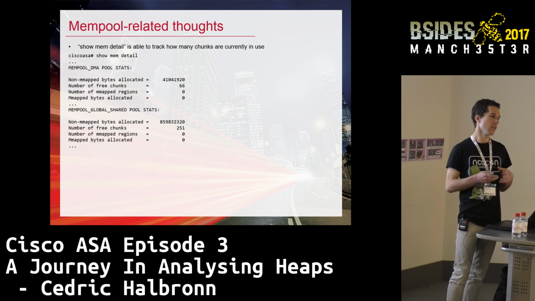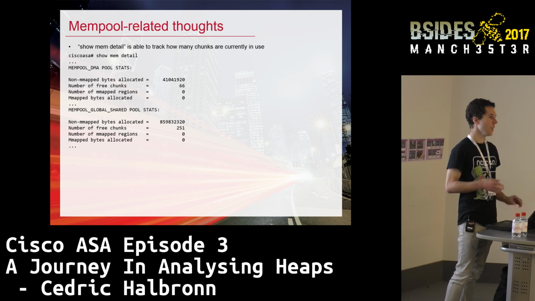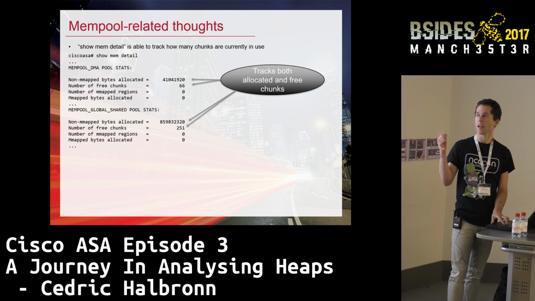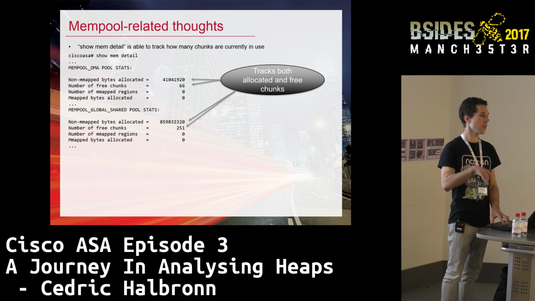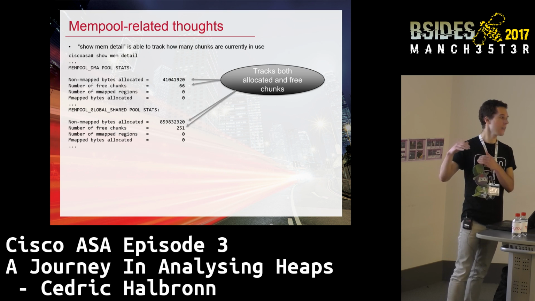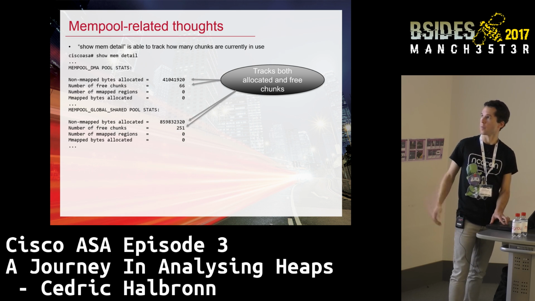If you look at the Cisco shell, you can see that there is a command which is show memdetail, which basically allows you to print information about allocated chunks and free chunks. And this is a hint that something is going on under the hood, because usually a heap allocator will only track free chunks, so it wouldn't know how many chunks were allocated. But because they added a specific header, they are able to track free and allocated chunks. Just interesting.